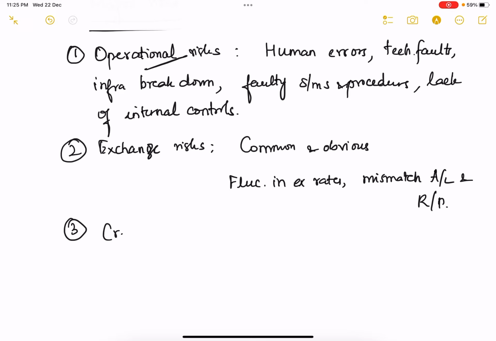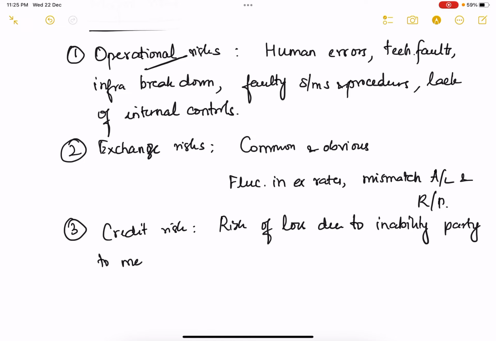The third type of risk is credit risk. So credit risk is nothing but the risk of loss due to the inability or the unwillingness of a party to meet the obligations, that is the contract obligations, at maturity of transaction. Which means that there are two parties who agree to a contract to exchange funds in foreign currencies. So if any one party is not able to meet the contract obligations, then that will lead to risk of loss, thereby contributing to credit risk.